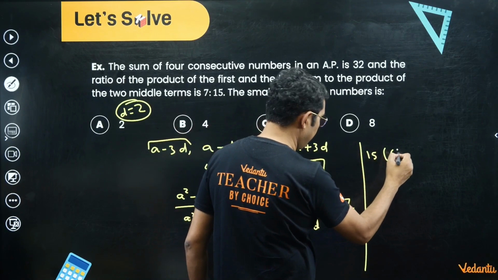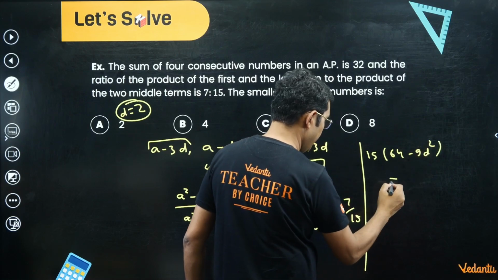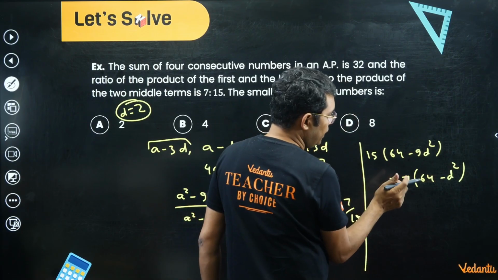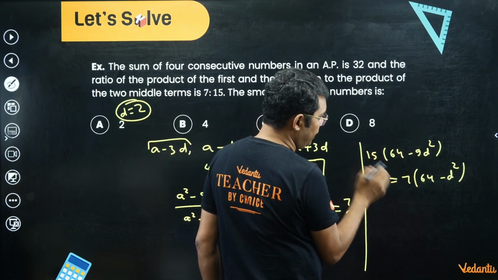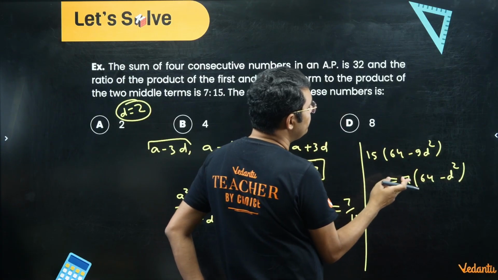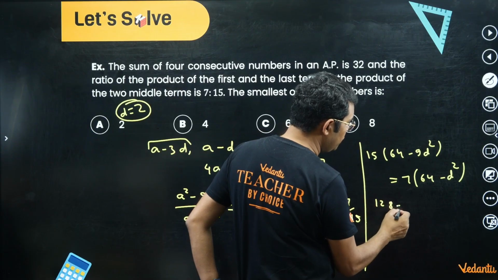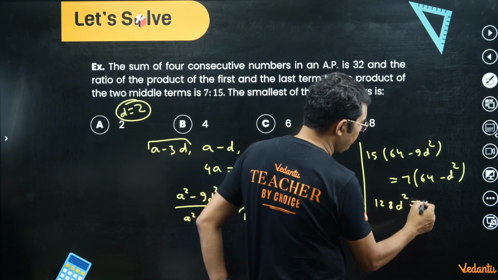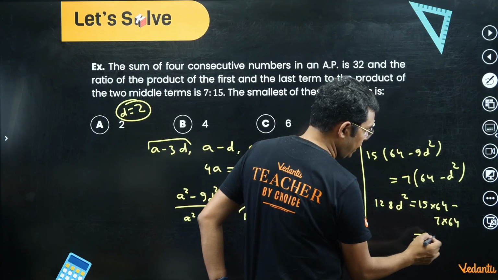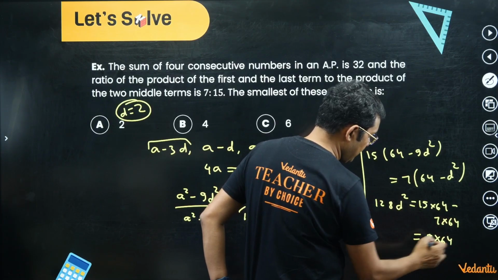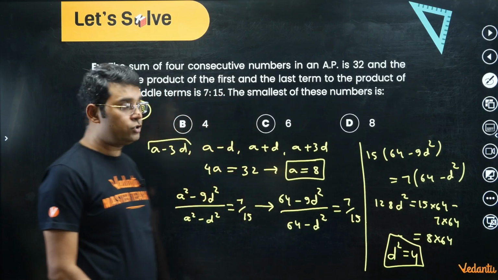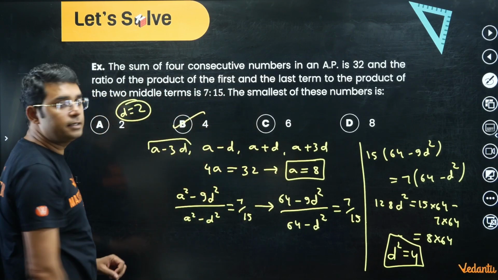15 into 64 minus 9D square is equal to 7 into 64 minus D square. I think you can solve it. 15 into 9 is 135, and if I take that side, 135 minus 7, so 128 D square will be on that side, and that will be equal to 15 into 64 minus 7 into 64. 64 if I take common, so 8 into 64. So D square is equal to 4. So D value is 2, and if D is 2, then B is the answer of this question.